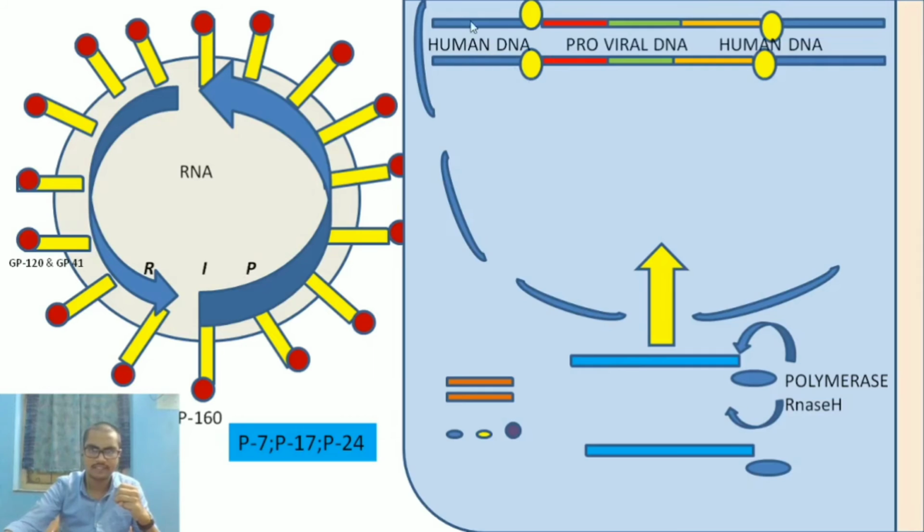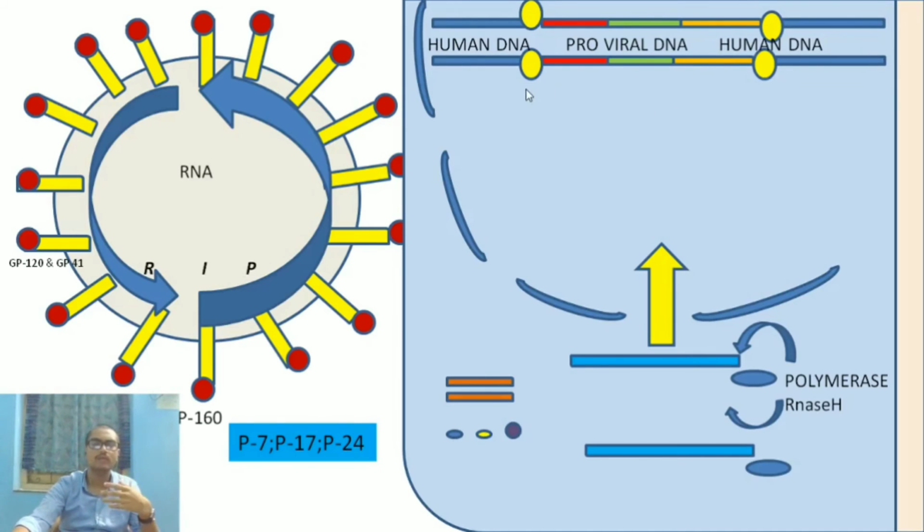Now, this proviral DNA actually has three important genes. This is the human DNA, this is also the human DNA, but the middle portion is the proviral DNA. The first portion is known as the GAG gene, the middle portion is known as the POL gene, and the remaining portion of this proviral DNA is known as the ENV gene.